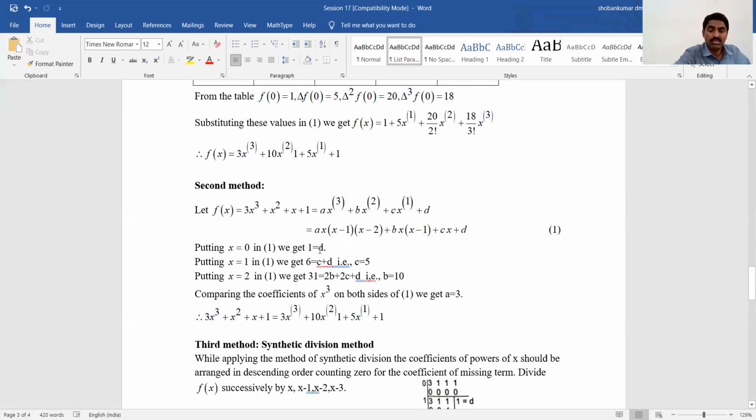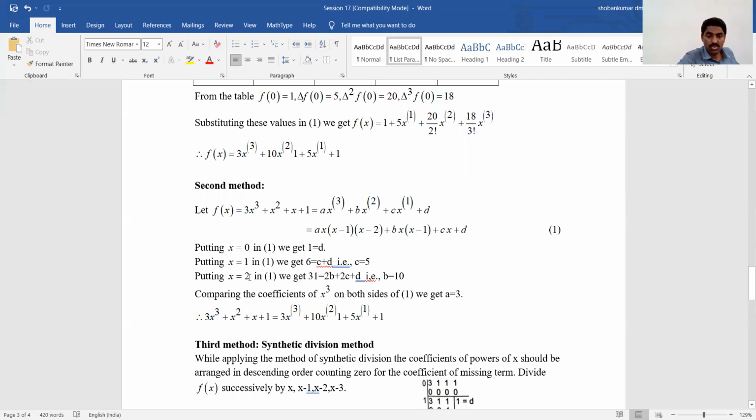Comparing these two, we get d is equal to 1, because on this side everything is 0, and in the LHS the remaining 1 is equal to d. D should be 1. Put x is equal to 1, because x takes 0, 1, 2, and 3. Here x is equal to 1, we get c. Already we know that d is equal to 1, then c is equal to 5.